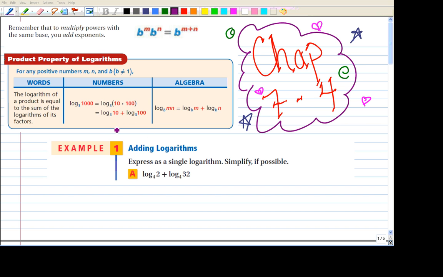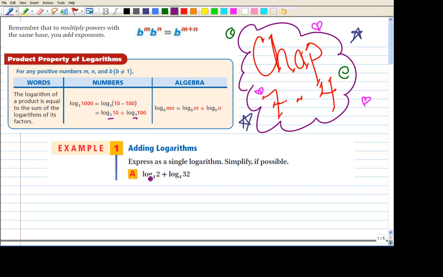I can also go in reverse from that if I've got two logs being added together of the same base. In this example, you see there's a base of 3 on both of these, so then I could go backwards with it as well and multiply them back together and get log base 3 of 1,000.